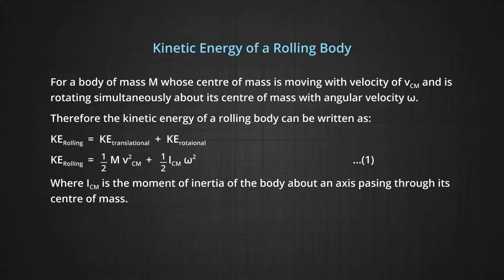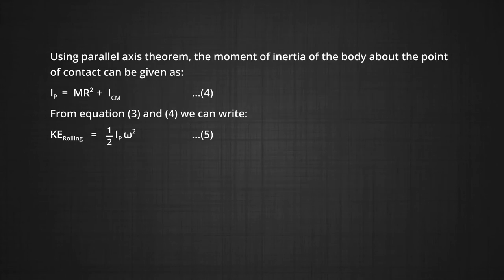Hence, we can express the kinetic energy of a rolling body either as a sum of a translational and rotational kinetic energy as given by equation 1, or as rotational kinetic energy about its point of contact as given by equation number 5. Let's do a problem based on the energy of a rolling object.